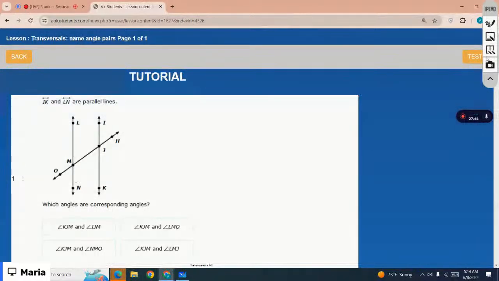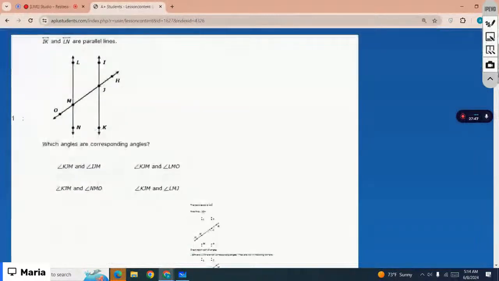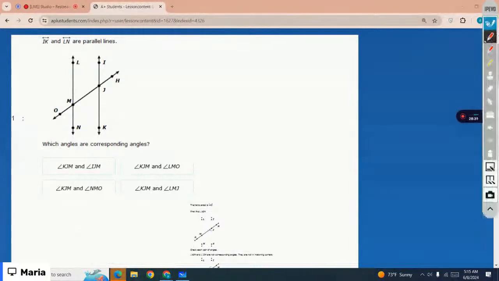IK and LN are parallel lines. Which angles are corresponding angles? Corresponding angles are the angles formed in matching corners with the transversal when two parallel lines are intersected, right? They are on the same side of the line that intersects two parallel lines. So let's just see which is the correct option. You have to find the corresponding angles.